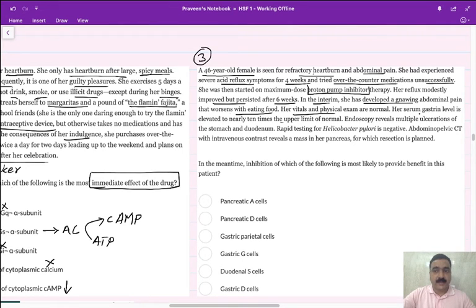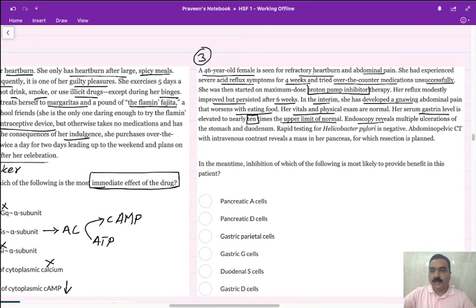Her gastrin level is elevated nearly 10 times the upper limit of normal. Just by looking at this, gastrin level increased almost 10 times, you can understand that this is a gastrinoma. That is a cancerous condition in which a tumor is causing an increased secretion of the gastrin.